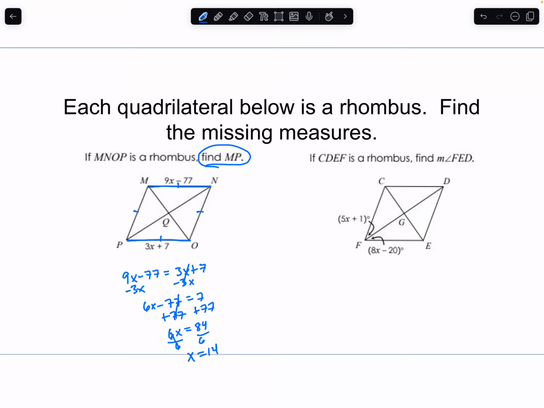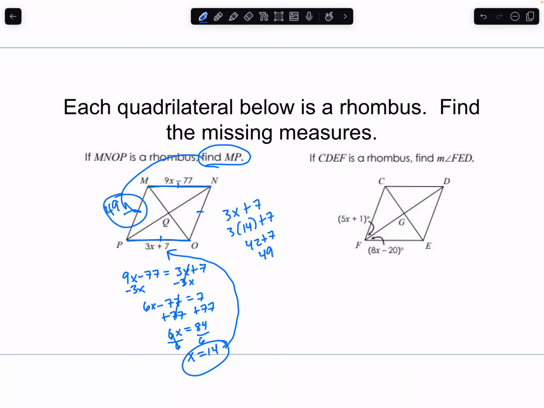Now, I'm interested in finding the length of MP. MP is this length. Now, since all lengths are the same, I can literally plug this into any side I want. I'm going to plug it into this one because it seems like the simplest form. 3 times x plus 7. So x is 14, so 3 times 14 plus 7. 3 times 14 is 42. And when you add 7, you get 49. That means that all the side lengths are 49. Therefore, this length is 49. That's our solution for MP.